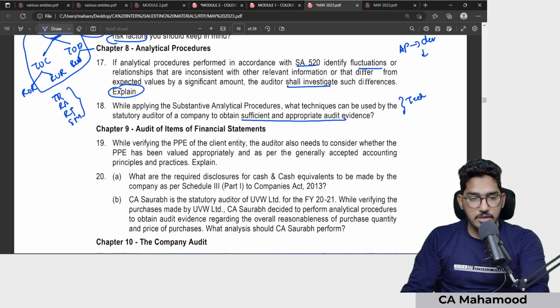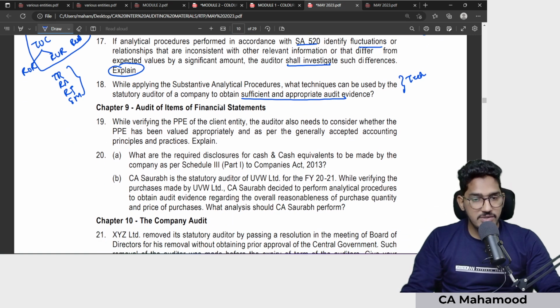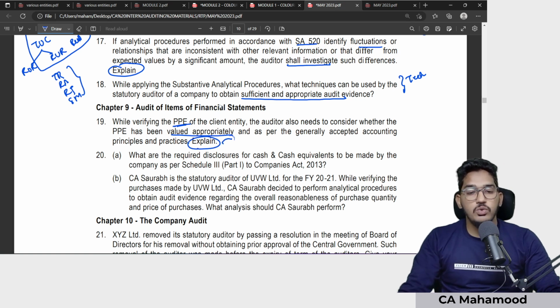Now coming to the next chapter, audit of items of financial statements. Let us see what they are saying. While verifying PPE of the client entity, the auditor also needs to consider whether PPE has been valued properly and as per the generally accepted accounting principles and practices. Explain. So they are asking you how to conduct audit of PPE. In that PPE also they are only asking about valuation assertion, whether they have been valued or not. How will PPE be valued?